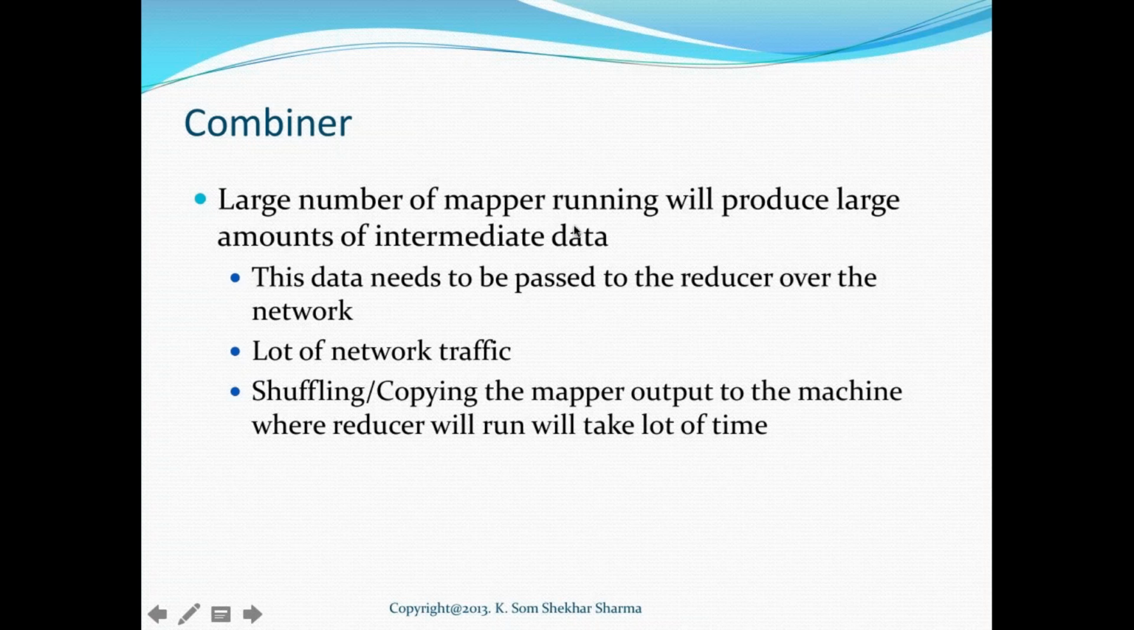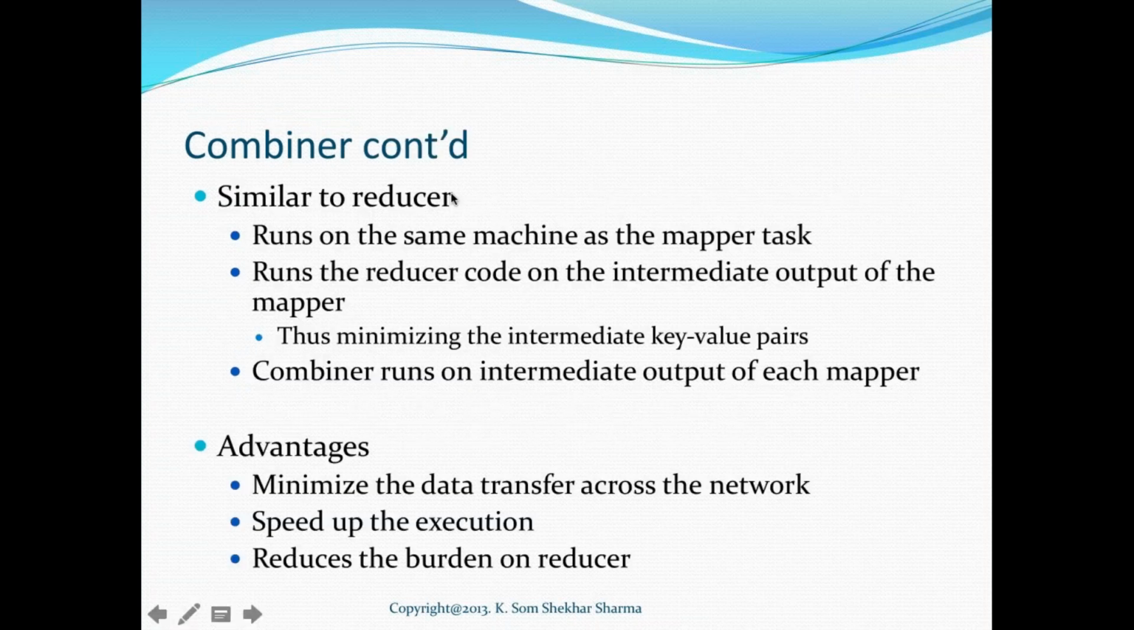A large number of mappers will produce a large amount of intermediate data, that is, the intermediate key value pairs. And when a lot of key value pairs have to be passed to the reducer over the network, that's the first bit. That means a lot of network traffic. And if there's a lot of network traffic, then shuffling and copying, so you have to copy the mapper output to the reducer machine, will take time if there are a lot of key value pairs. As I've just explained, you have to run the same reducer logic on the mapper machine.